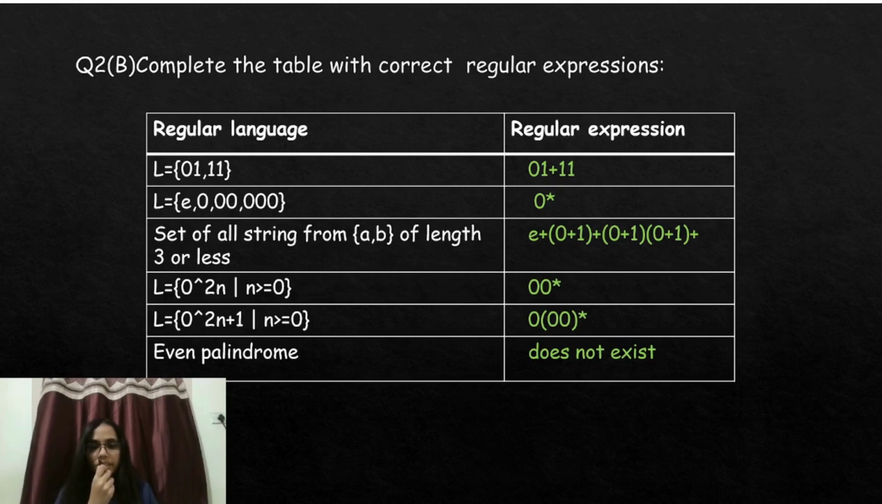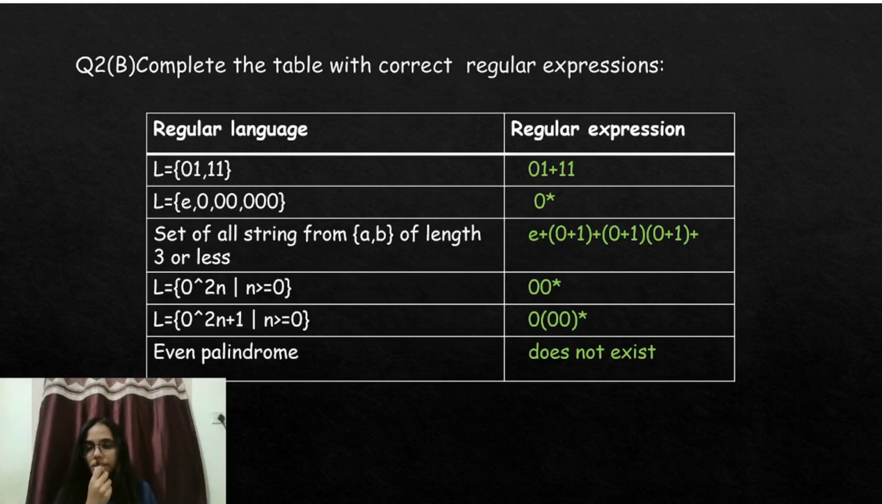So the regular expression should be epsilon plus 0 plus 1 plus 0 plus 1 plus 0 plus 1 plus. If the regular expression is 0 to the power 2n, where n is greater than or equal to 0, then there should be at least one 0 because it is in the power of 2n. So the regular expression corresponding to this language is 0, 0 star.